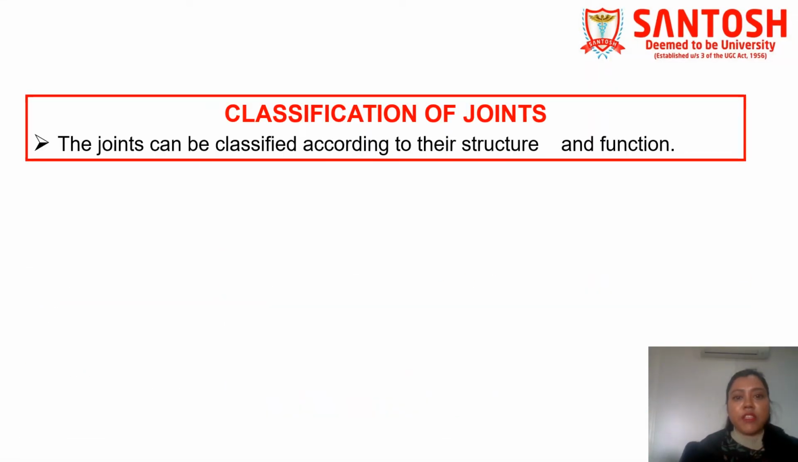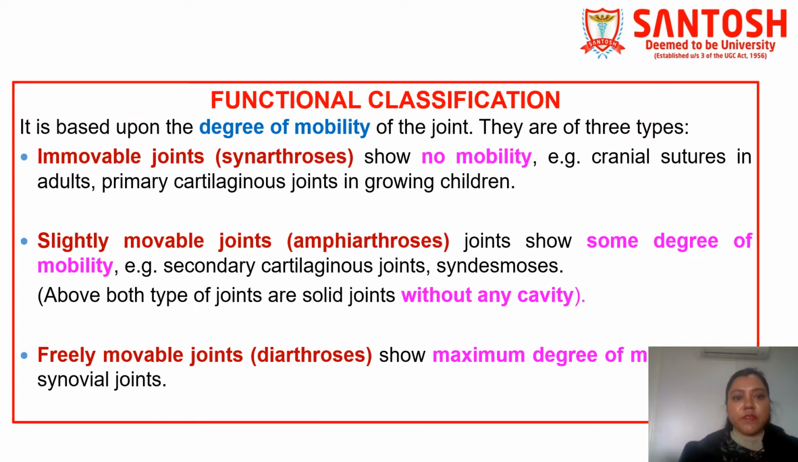How do we classify the joints? Joints can be classified according to the structure and the function. So what is the functional classification? Depending upon the degree of mobility, they can be classified as immovable, slightly movable and freely movable. Immovable joints are synarthrosis. They show no mobility, for example, sutures.